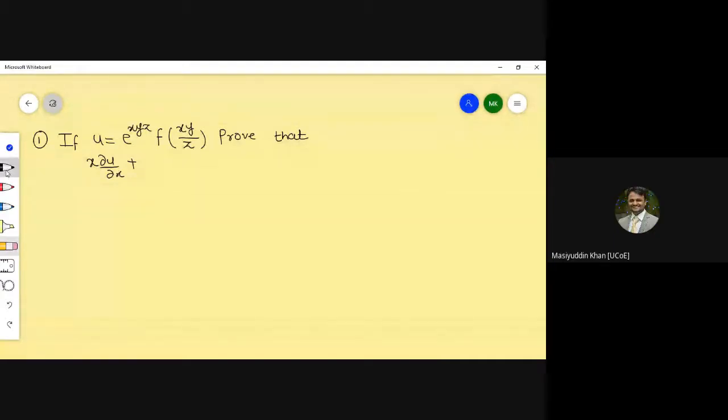x into dou u by dou x plus z into dou u by dou z is equal to 2x z into u, and y into dou u by dou y plus z into dou u by dou z is equal to 2xy z into u. So we have to prove these two things.